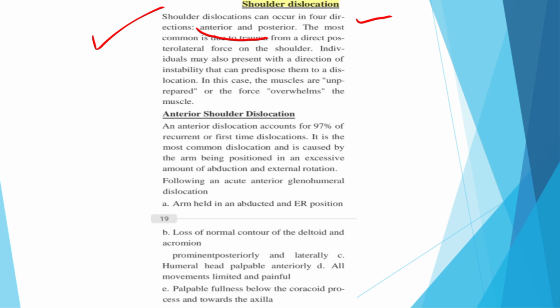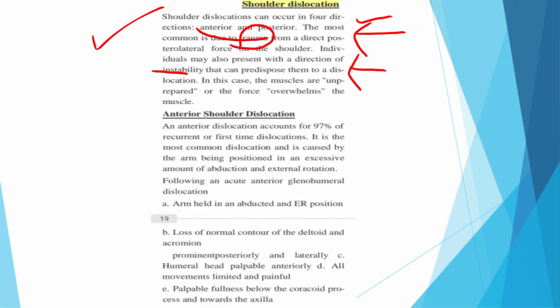The most common cause is trauma from a direct posterior lateral force on the shoulder joint. Individuals may also present with a direction of instability that can predispose them to dislocation of the joint. Instability leads to dislocation of the joint.